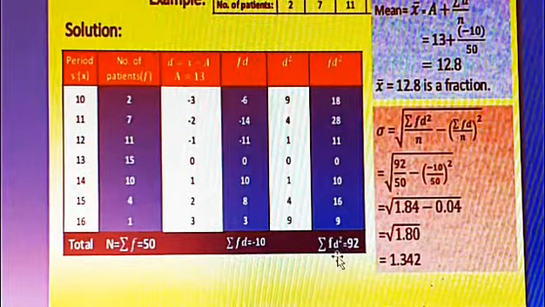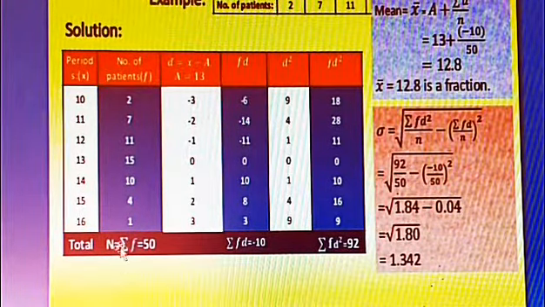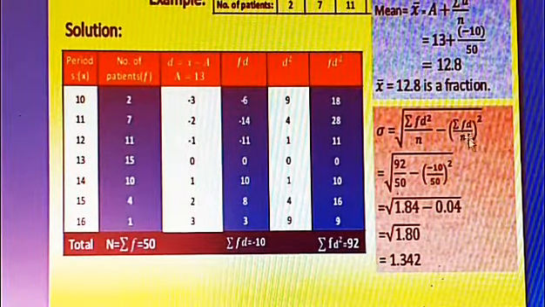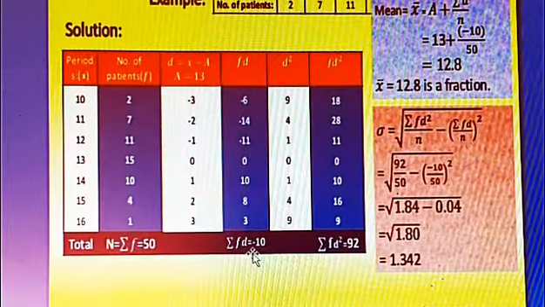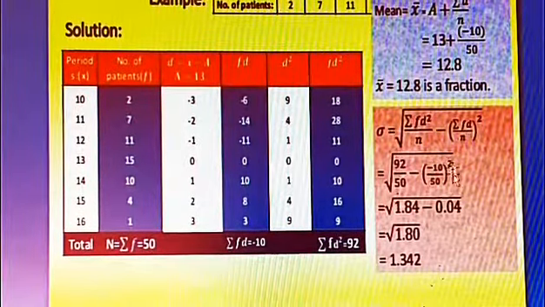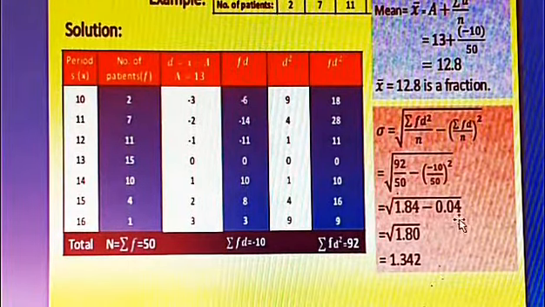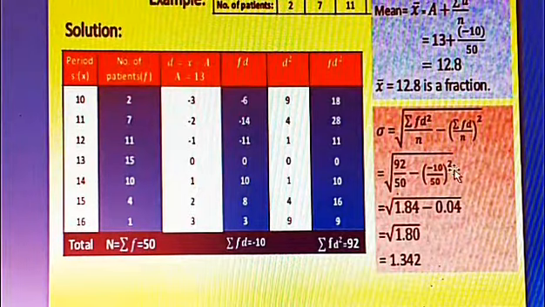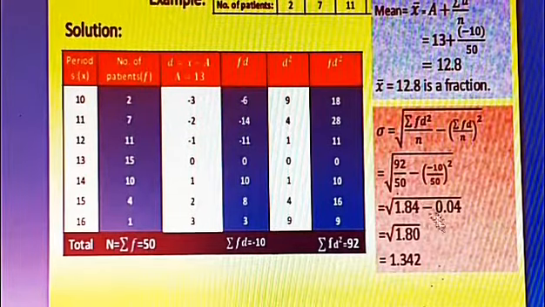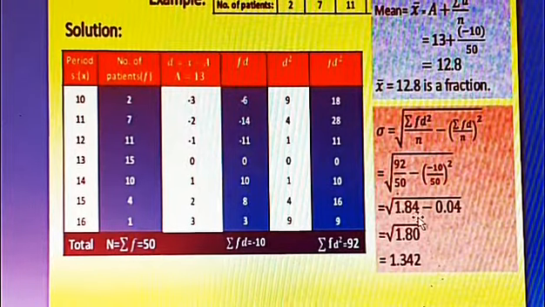So what is summation of fd square? We got 92. 92 divided by n, your total frequency, 50. 92 by 50 minus, open the bracket, summation of fd. What is summation of fd? We get negative 10 here. So negative 10 divided by n, 50, the whole square. So divide this, 10 divided by 50, the whole square will give you 0.04. See, here you got a positive answer because the power is even, negative will be converted to positive. But outside you have a negative sign. Okay, so it is negative, keep it as it is. So when you divide 92 by 50, you'll get something around 1 point something 84.